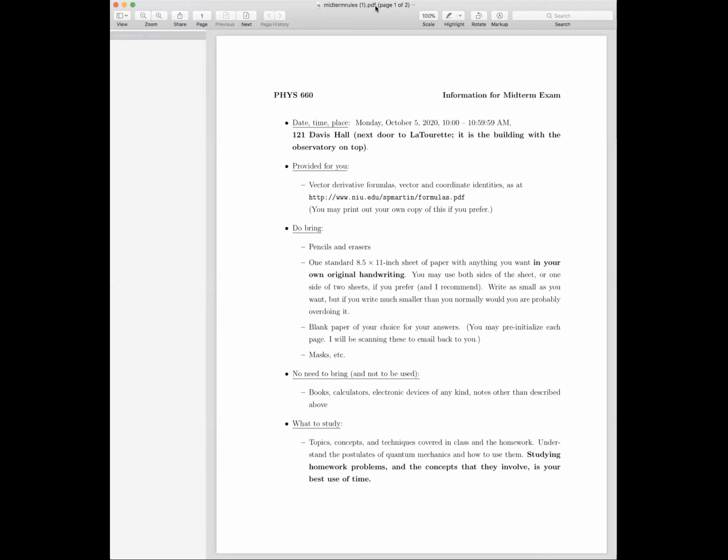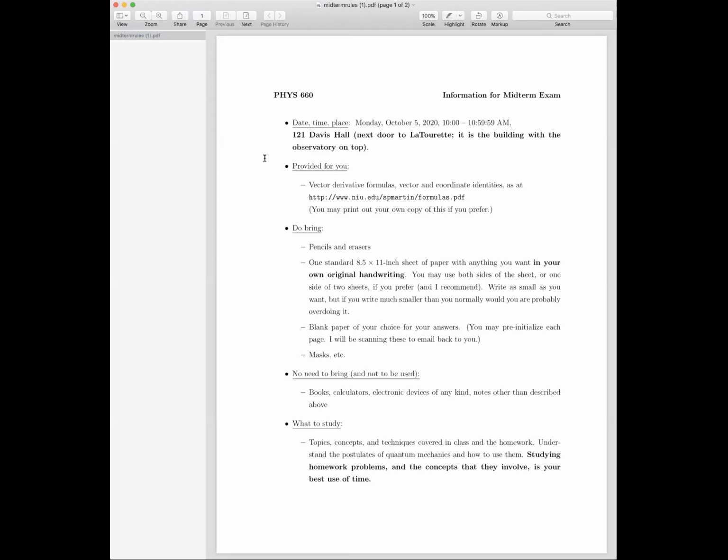Okay, so here's the set of rules or information for the midterm. It's on Monday, from 10 to 11 in 121 Davis Hall. I haven't actually been in this room, but I've been told it's a nice large room. This is the building that's next door to La Tourette, the building with the observatory on top. So that's where it will be. It will not be in La Tourette.